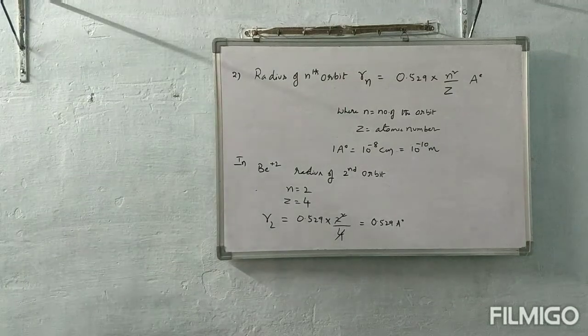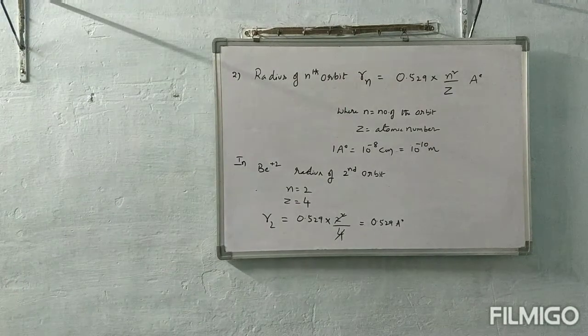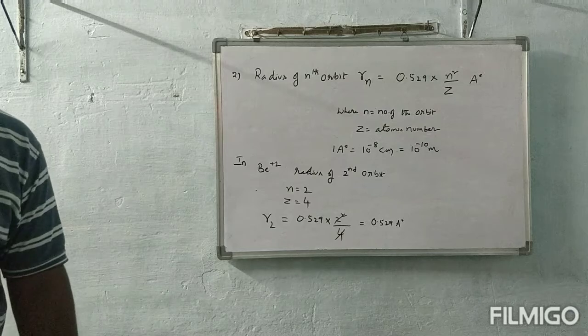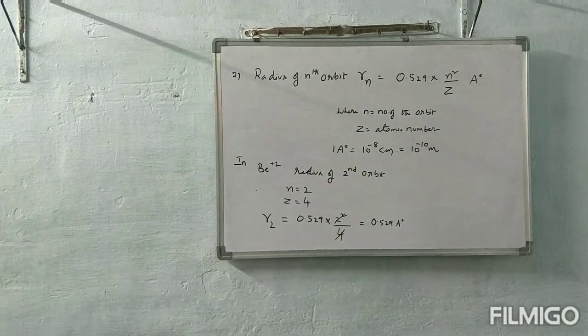0.529 angstroms. In this way we can find the radius of any orbit in any atom. I hope you are clear about this one. So what is the formula we are using here? Radius of nth orbit Rn is equal to 0.529 into n square by Z angstroms, where n is the number of the orbit and Z is the atomic number.